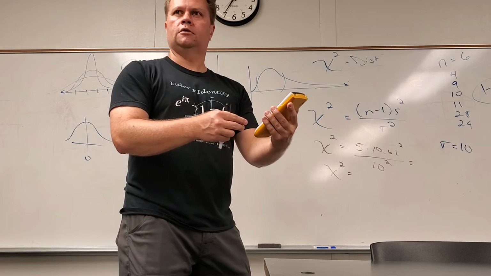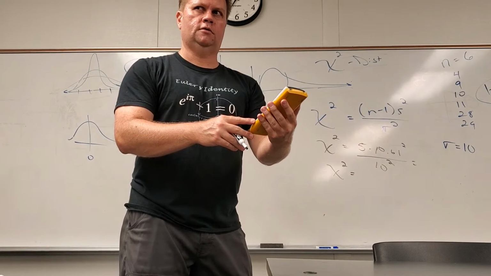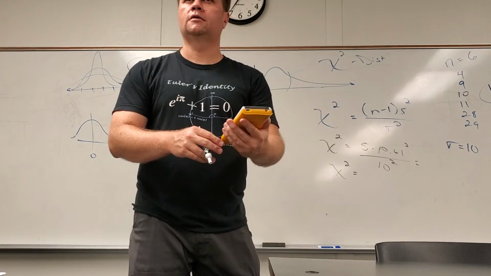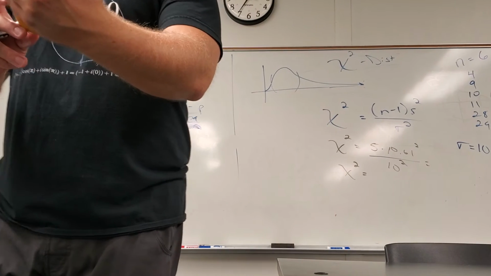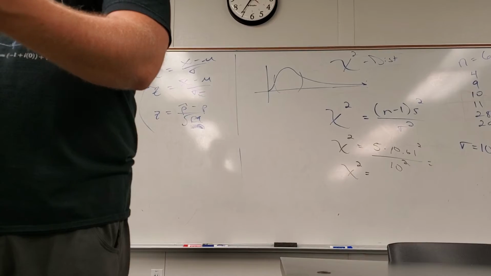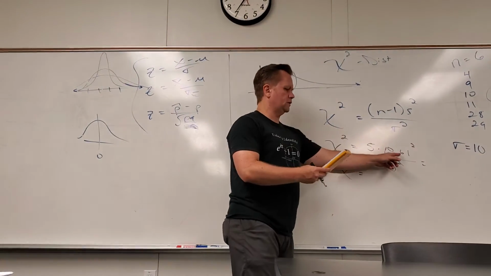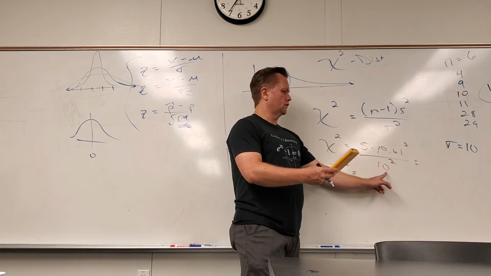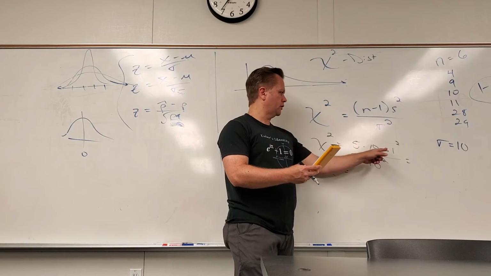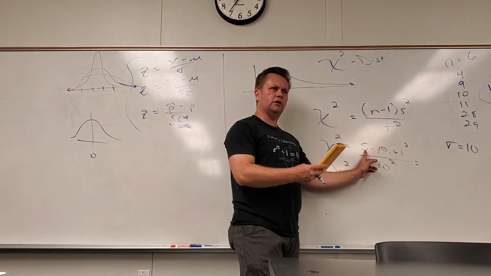Anybody want to tell me? Anybody doing this? 56.18. Say again? 56.18. Something went freaky. Yeah, 5.629. Weird. 5 times 10.61 squared divided by 10 squared. Doesn't it make sense it should be close to 5? Because what are these? These are almost 1. These are almost the same, aren't they? So the answer should be kind of close to 5.